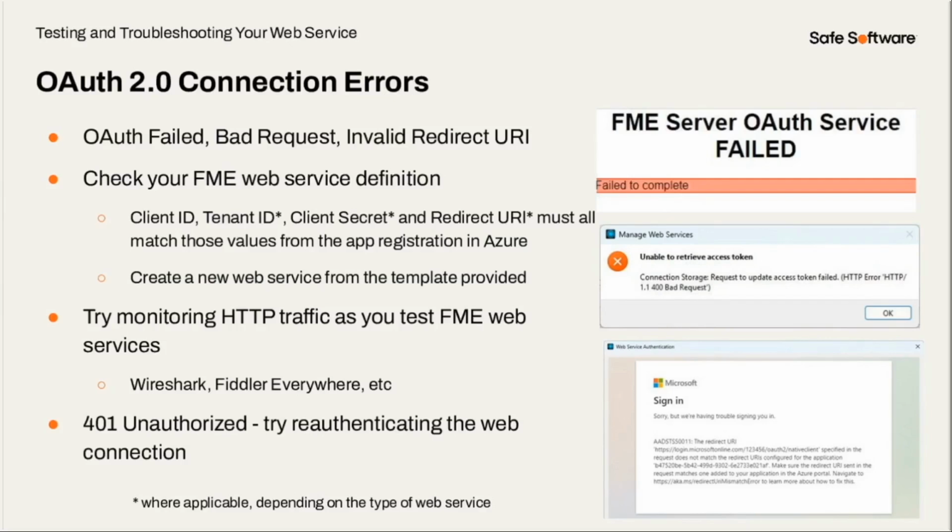And whenever you're in doubt, try creating a new web service from scratch and see if that resolves the issue for you. It can be helpful to get a tool like Wireshark or Fiddler Everywhere if you foresee a lot of API work in your future. These are HTTP traffic monitoring tools that might give you some more details about the errors you're seeing.